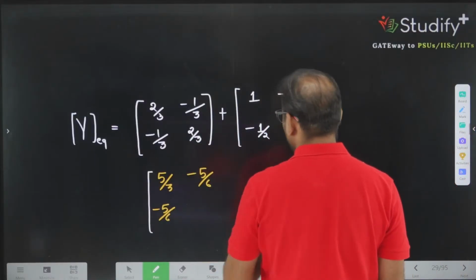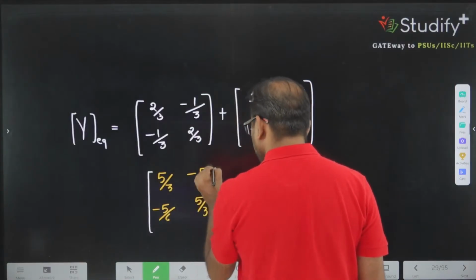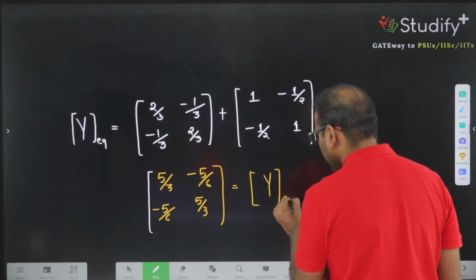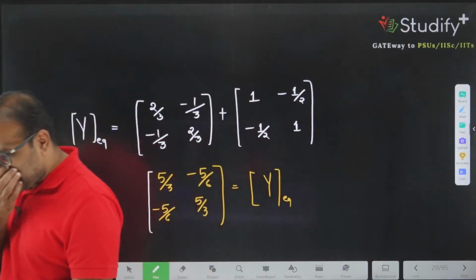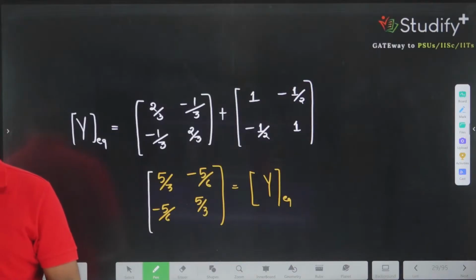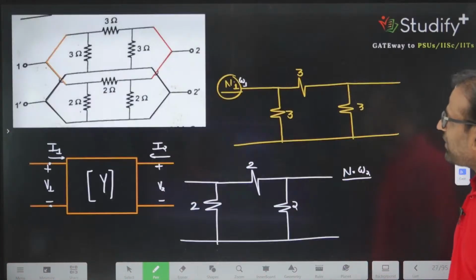And the last point is what? 2 by 3 plus 1 is 5 by 3. And this is the equivalent y parameter network. This network is known as the equivalent y parameter network. So when networks are given in parallel, you can calculate like this. So this is our first example.